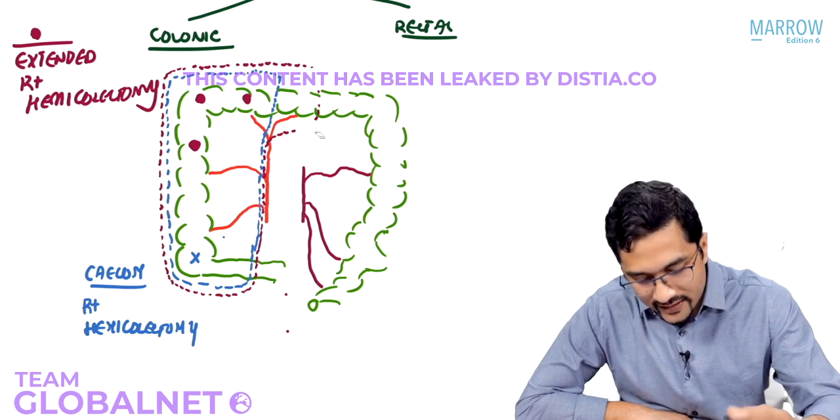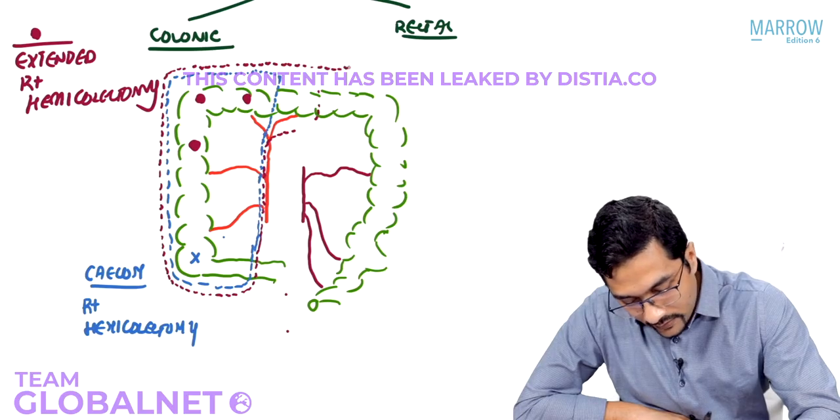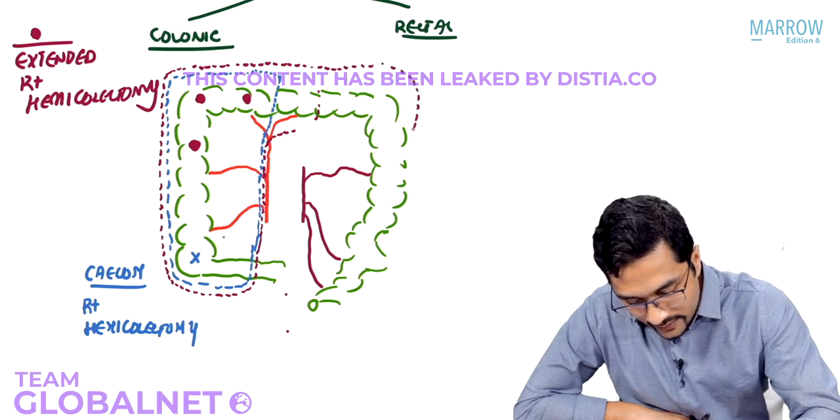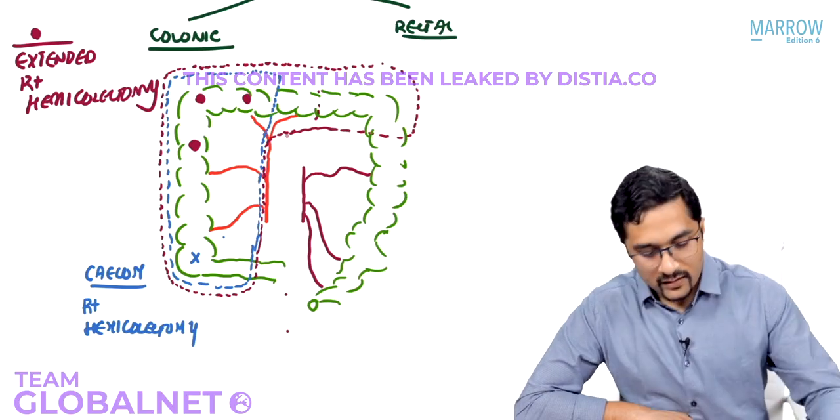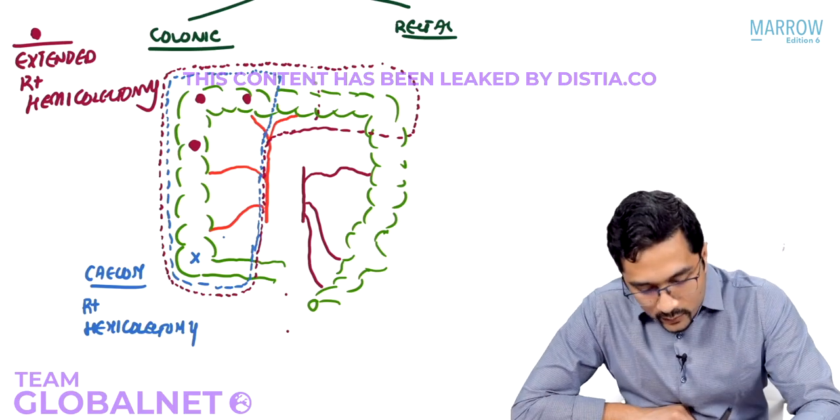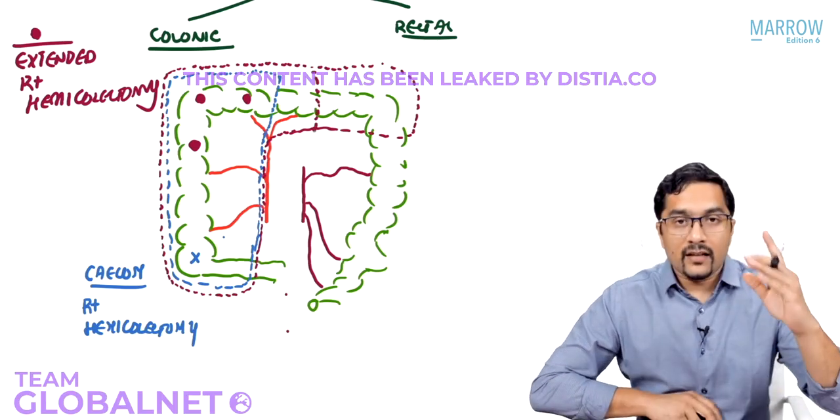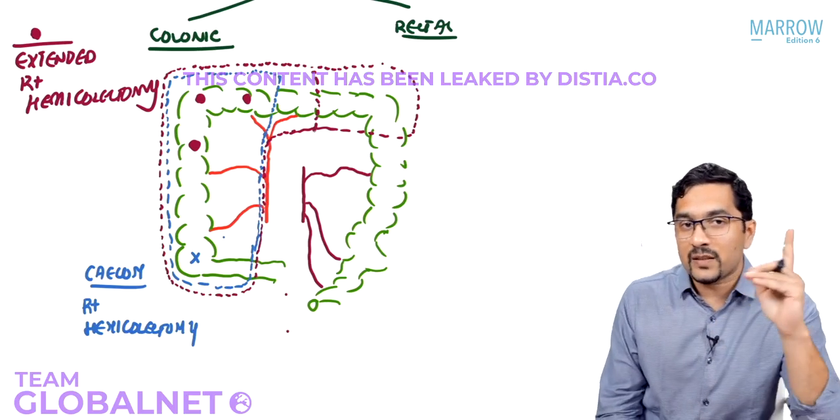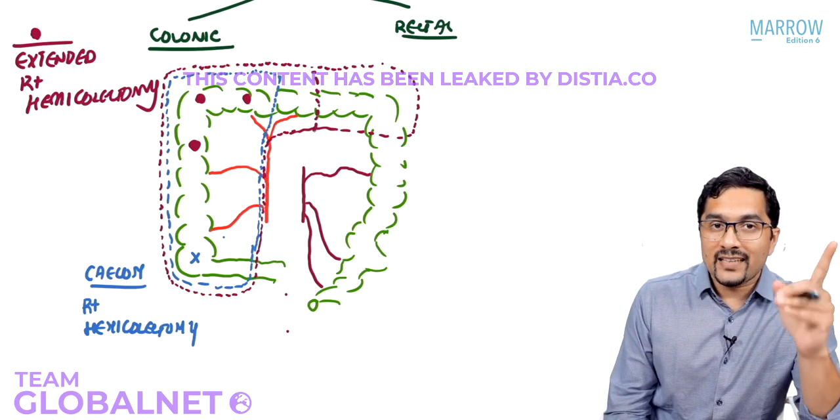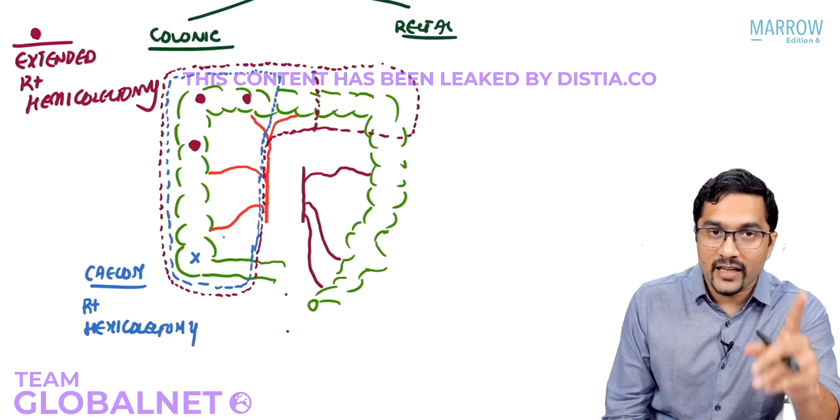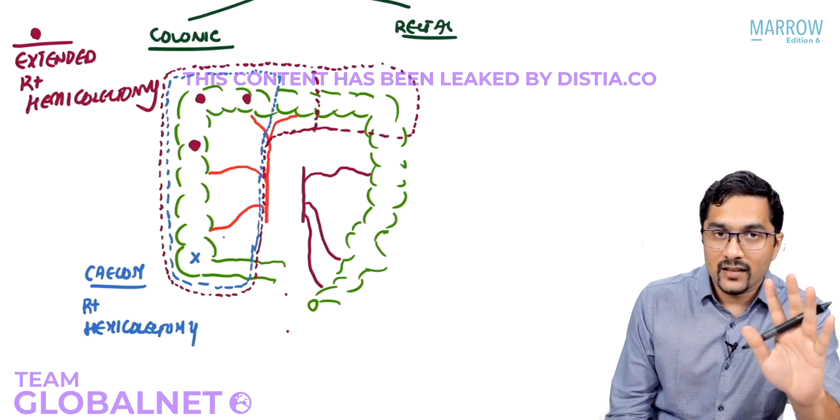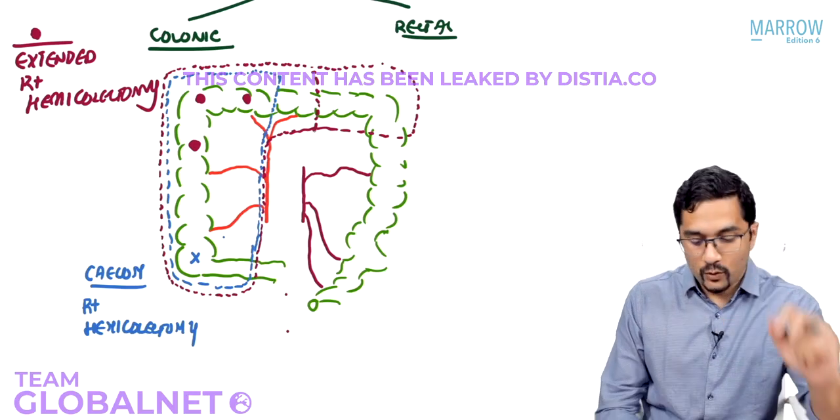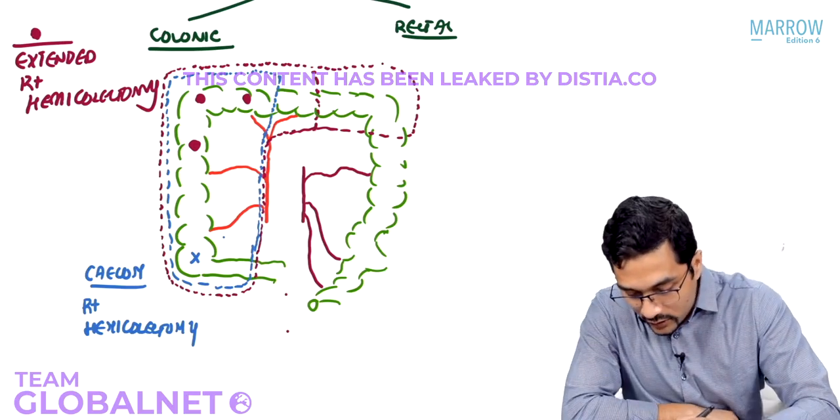when they do an extended right hemicolectomy, they remove the splenic flexure as well. So some surgeons, while doing an extended right hemicolectomy, remove the splenic flexure as well, so that the anastomosis doesn't occur with the splenic flexure which has a dicey blood supply. I hope you understand this point. Again, let me show you the images.